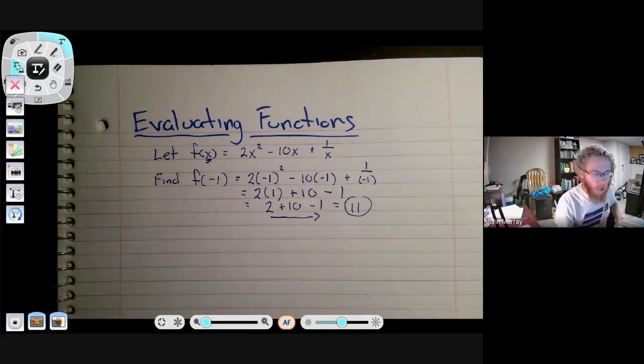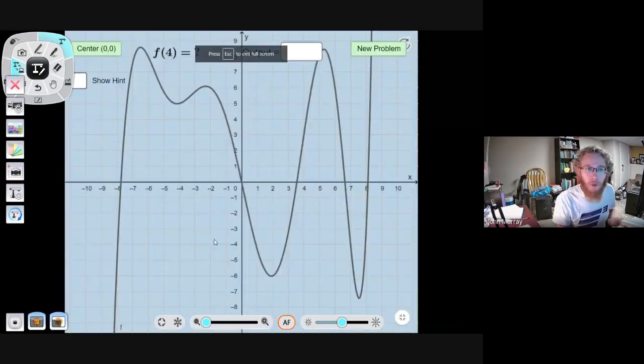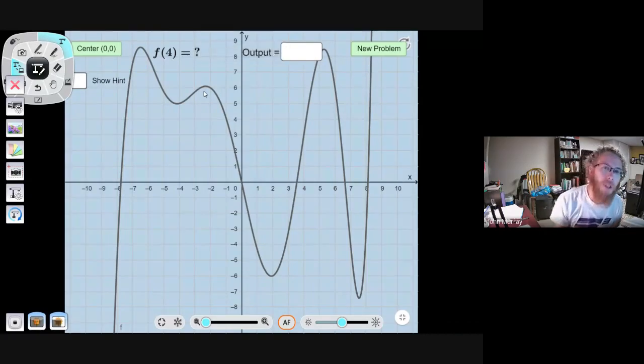Okay, so another way we can evaluate functions is if we look at graphs, right? Make this full screen, okay? So here, I don't know exactly what the function is, right? But when I have something like this, it's telling me pretty much where to look, right? And we're looking for the y value that it's equal to. So here I have f of 4, right?